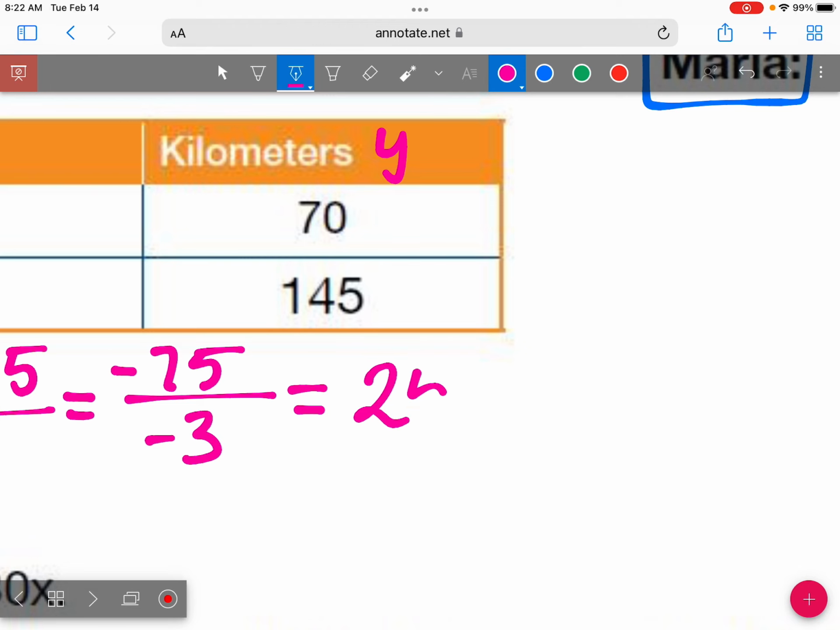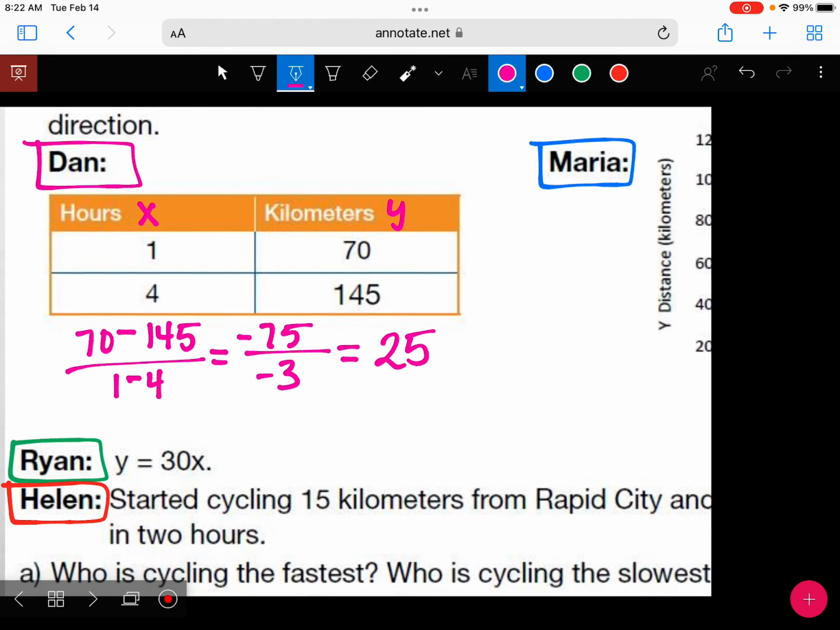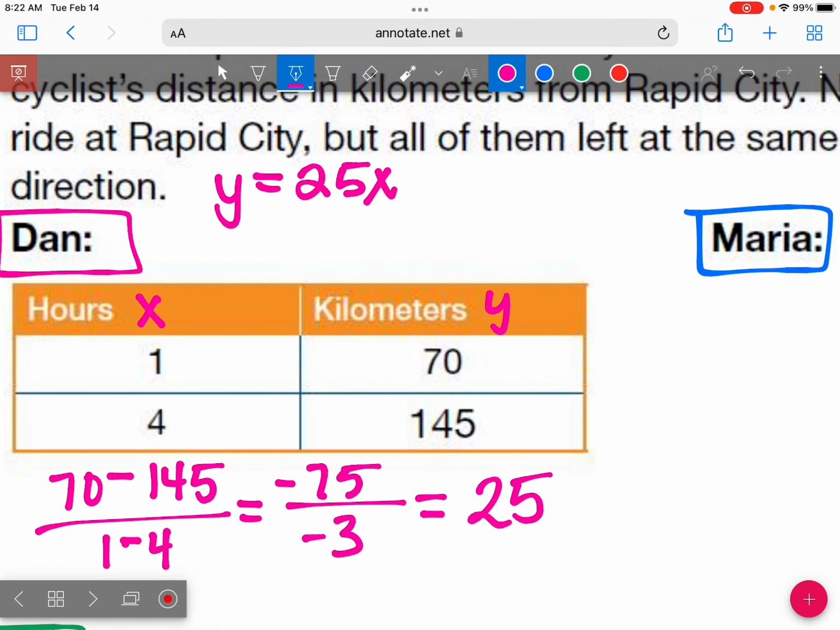So his slope is 25. So we know that thus far his is going to look like y equals 25x. But we want to figure out what his y-intercept is. There are like two things we could do. What do you guys think we should do though?